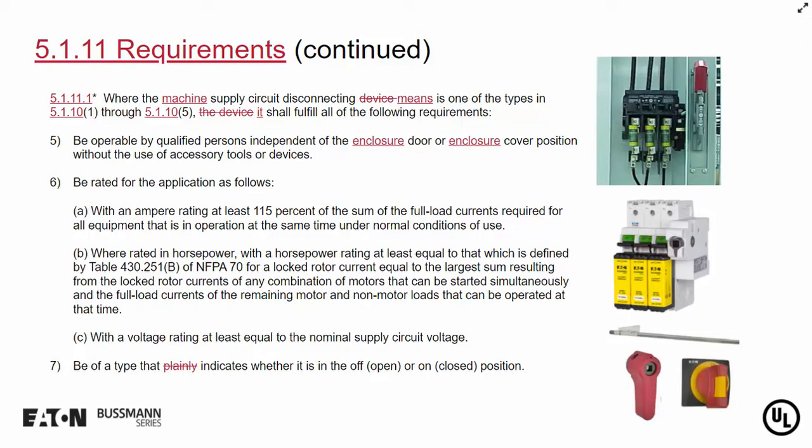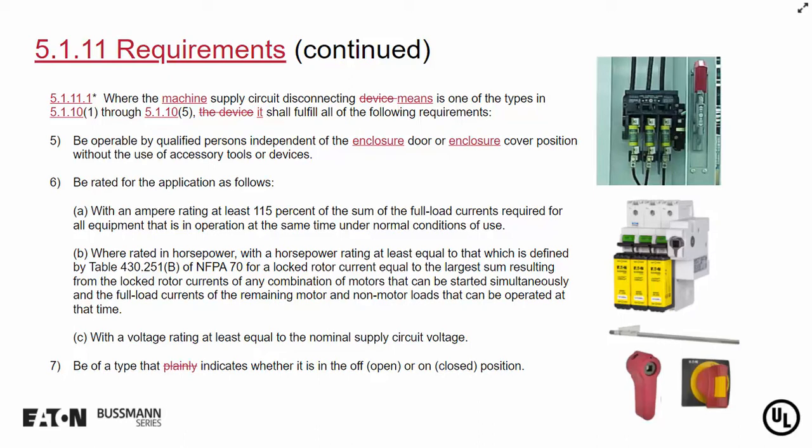We're rated in horsepower, and we already said that. When we talked about in 5.1.1.10, we talked about a switch rated in horsepower. The horsepower rating must be at least equal to that which is defined by Table 430.251(B) of NFPA 70 for a locked rotor current equal to the largest sum resulting from the locked rotor currents of any combination of motors that can be started simultaneously and the full load currents of the remaining motors and non-motors that can be operated at that time. So this is very important.